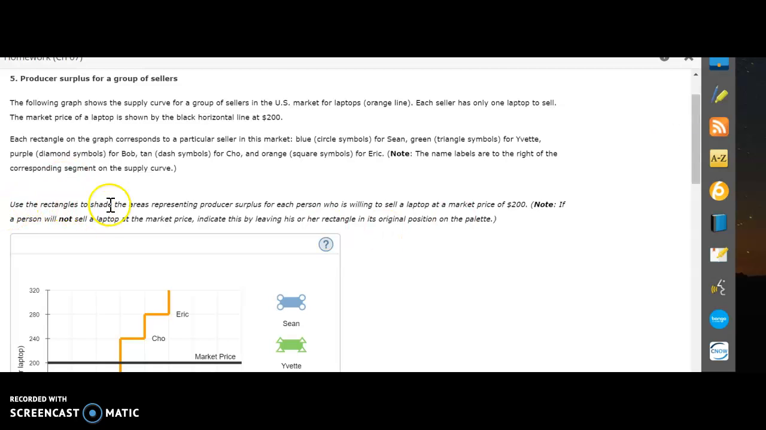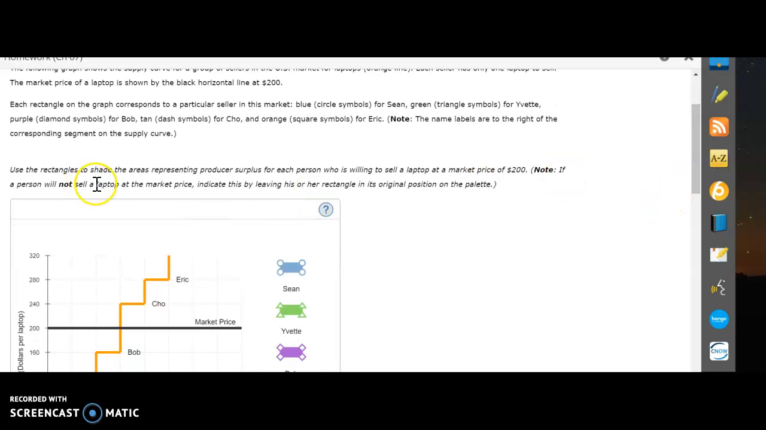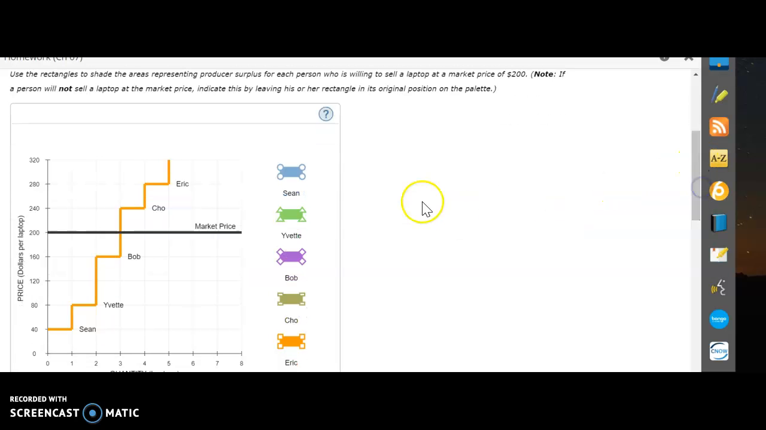Use the rectangles to shade the areas representing producer surplus for each person. And it tells us if the person will not sell the laptop at the market price, indicate this by leaving his or her rectangle in its original position. Well, let's look at that first. Here we go. Here's the market price.